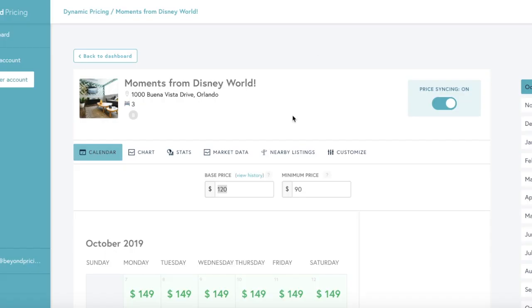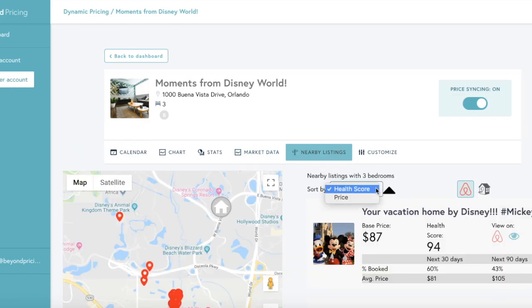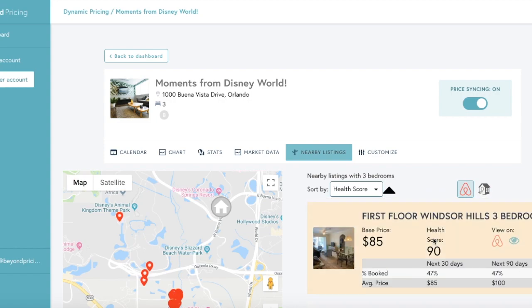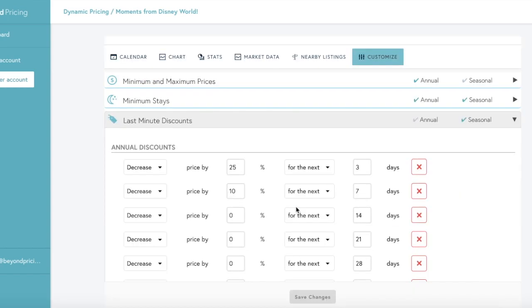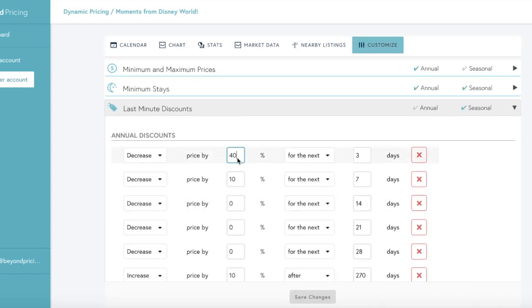If you're a new host and you don't yet have any bookings, simply use the Nearby Listings tab and find a few listings that are similar in quality and that have a health score of above 70. We recommend setting your base price and then increasing your last-minute discounts to help get some bookings in the immediate short term and start building those all-important 5-star reviews.